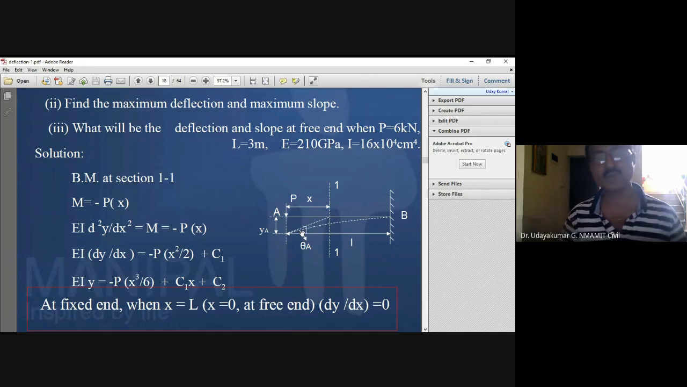Hogging bending moment is due to the loads acting downward, causing negative bending moment, and sagging bending moment is the bending moment due to loads acting upward. So that way you can write here that it is minus Px, and this is the equation. You integrate this, you get C1. When you integrate again, you get C1x plus C2, and x squared by 2 after integration is x cubed by 6. So what are the boundary conditions?